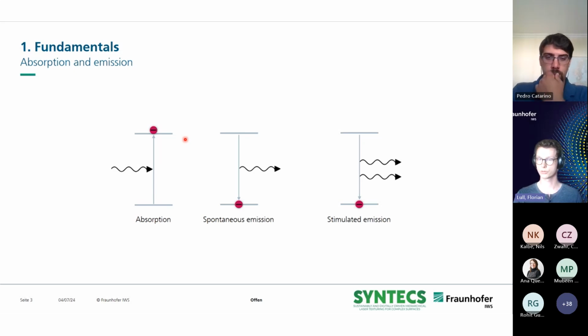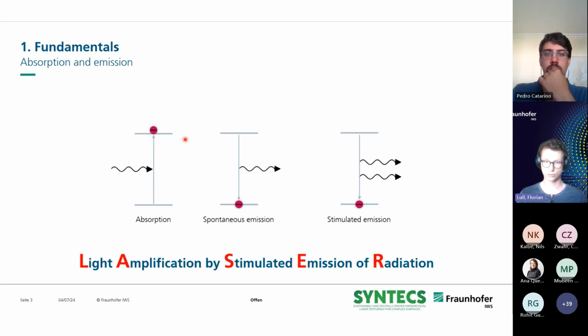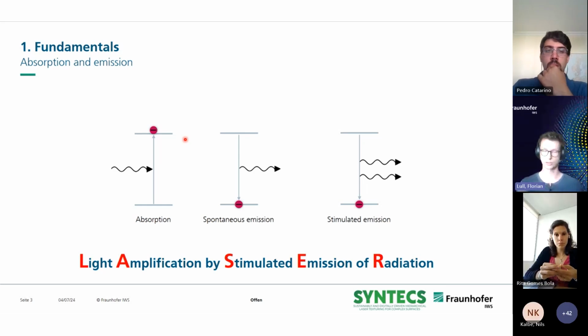We call this process stimulated emission, and it is extremely important for the laser principle, because those two photons are exact copies of each other. They have the same wavelength, the same direction of propagation, the same phase, and the same polarization. In fact, stimulated emission is also part of the name of laser, because laser just means light amplification by stimulated emission of radiation.